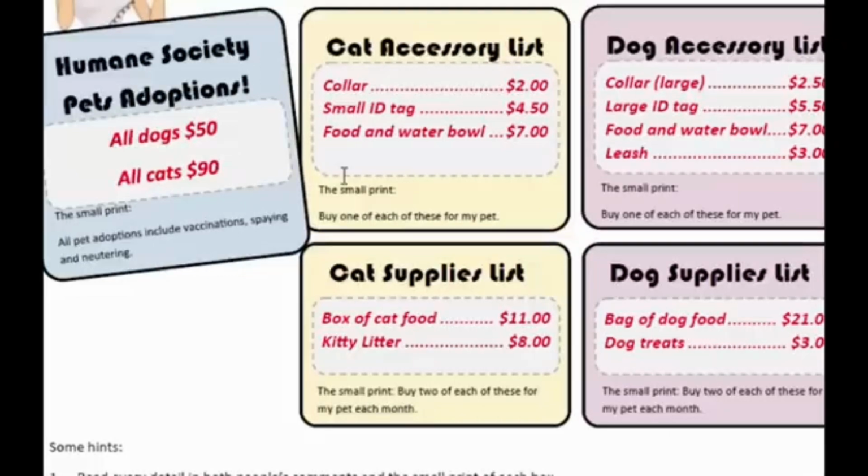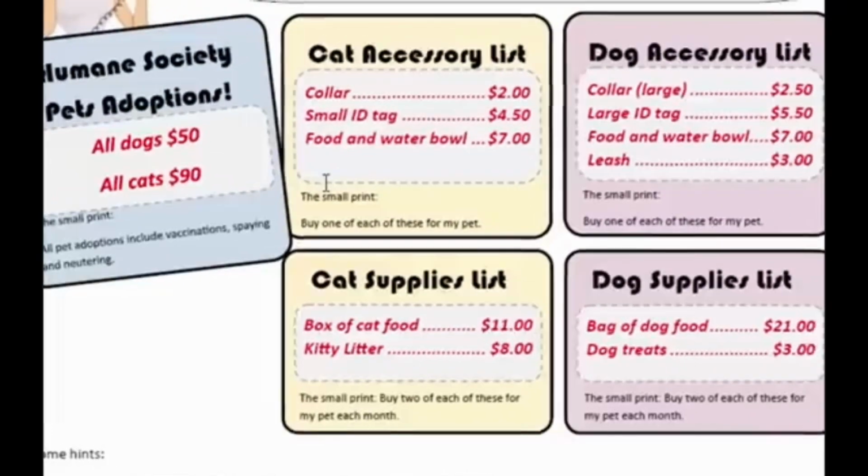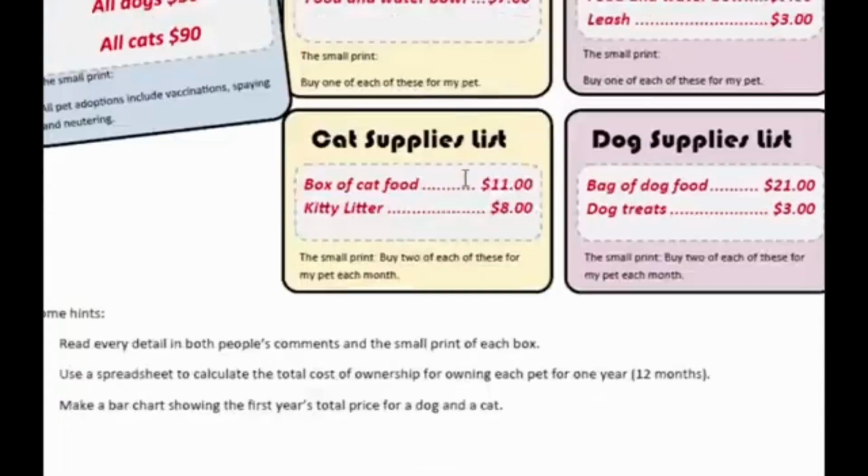However, there are more expenses than just buying the cat or the dog. First of all, this is a list of what we consider necessary accessories. The cat has 3 items, the dog has 4. You have to buy these one time. The second box shows the ongoing expenses. A box of cat food, kitty litter, and the small print says buy 2 of each of these for my pet each month. So we'll double that expense each month. The dog has some expenses too. His dog food is more money, and his dog treats are also an expense.